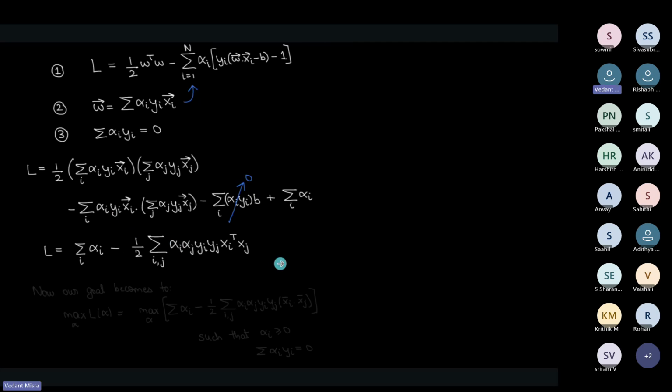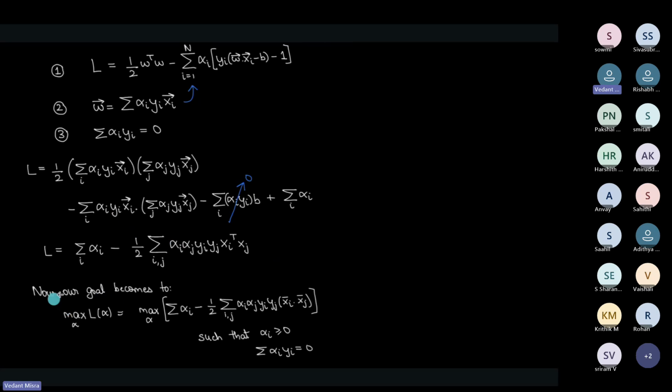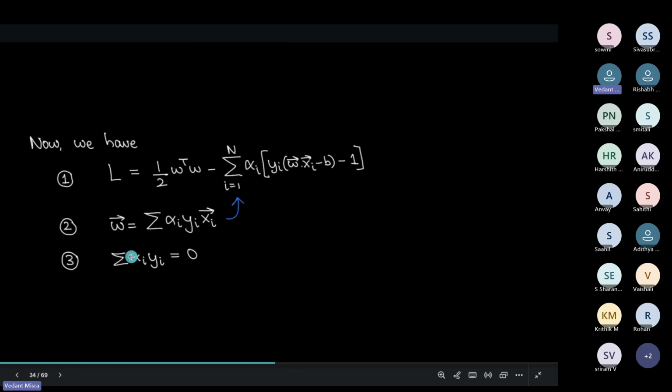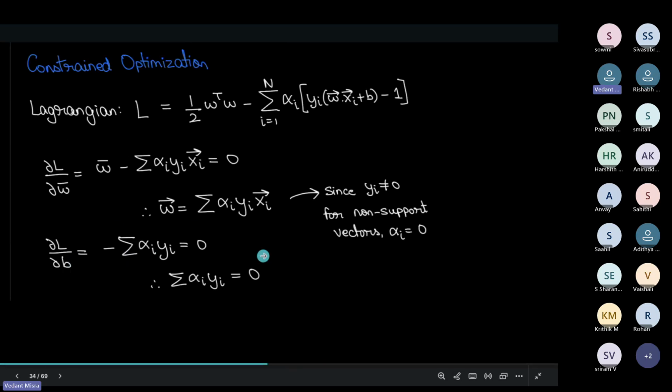So we did all this. So now our goal becomes to maximize this L over all alphas. Our new constraints being, first of all, the Lagrangian multipliers have to be greater than or equal to 0. And second, this constraint that we got from this equation.